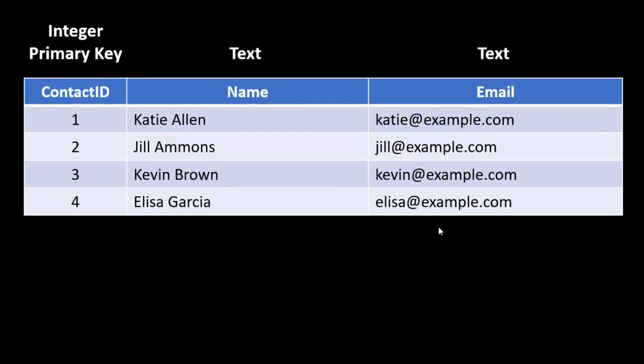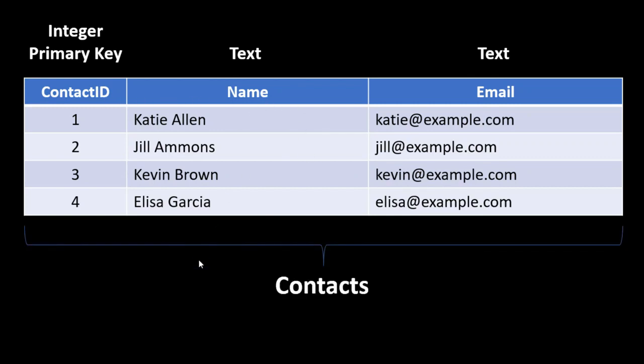Now, columns have data types, and in our design, this first column, the contact ID column, is going to be our primary key, and its data type is integer. The name column is a text column, which simply means that it holds strings. And the last column, the email column, is also a text column. It holds strings as well. Now, not only do the columns have to have names, but the table has to have a name as well. So we could name our table the contacts table.